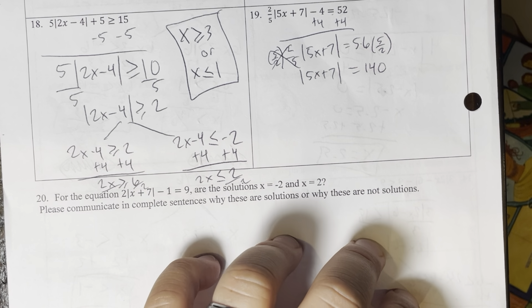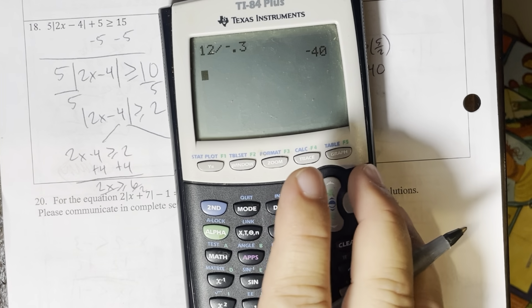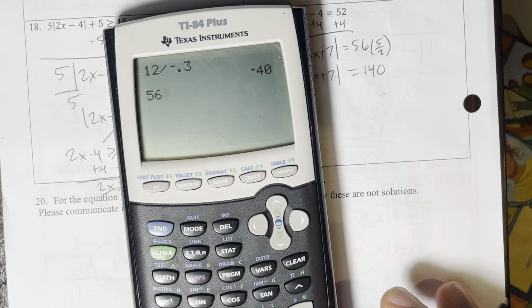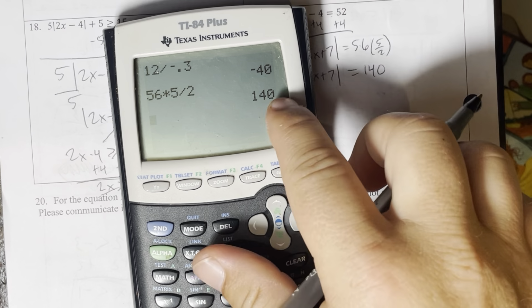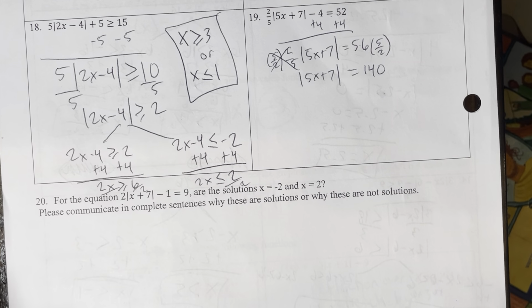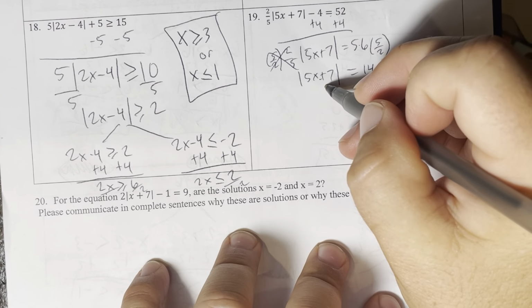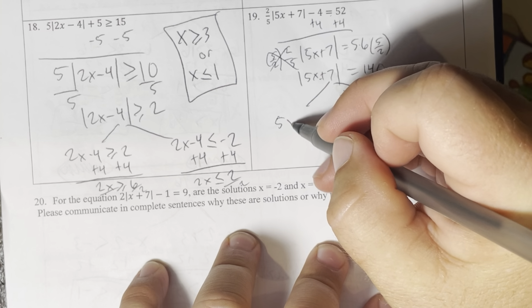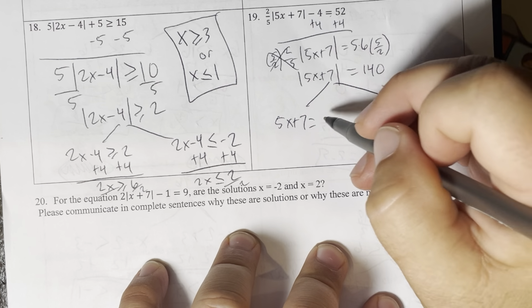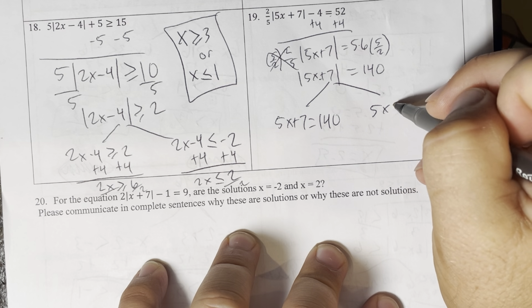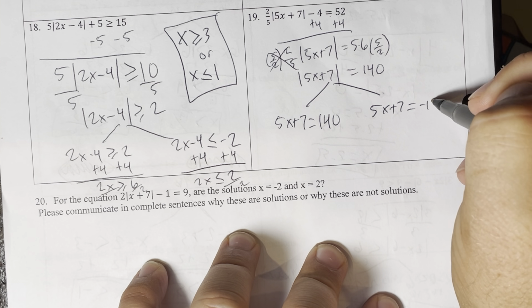I'm going to check my math in the calculator just to make sure I did that one correct. But we have 56 times 5 divided by 2, 140. All right, got it correct. And so now we have the absolute value by itself. It's time to split it. And so 5x plus 7 is equal to 140, and 5x plus 7 is equal to negative 140.